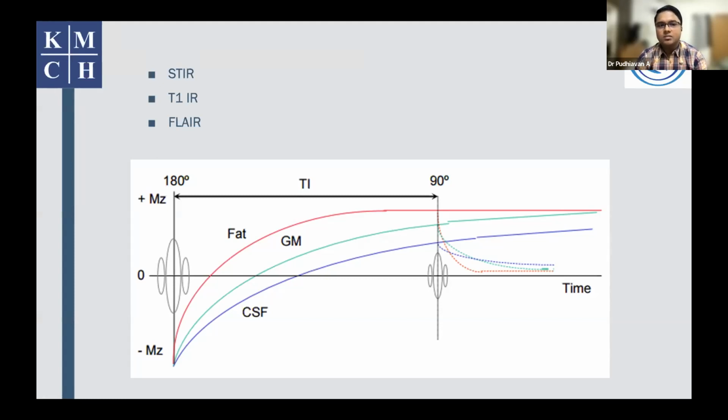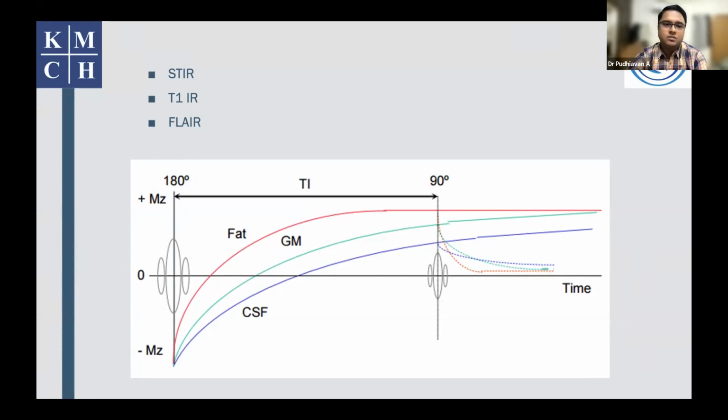So this is the main use of an inversion recovery sequence, where the signal from a particular tissue is nulled or suppressed so that we get different image contrasts. There are different types of inversion recovery sequences.